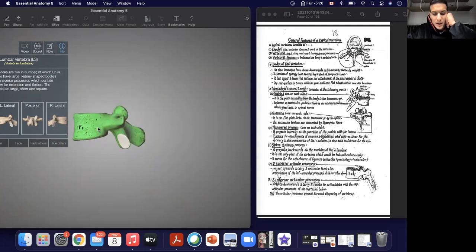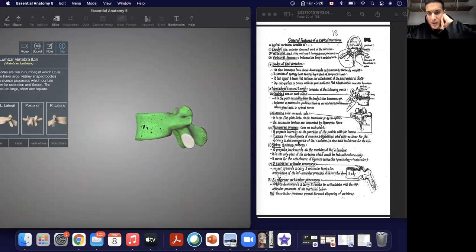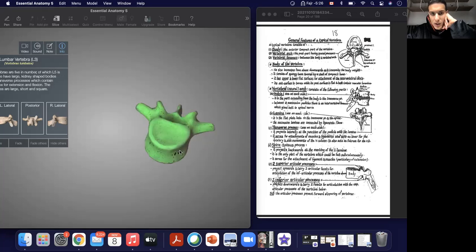Next, we're going to discuss the transverse process, one on each side. It projects laterally at the junction of the pedicle, here. It serves for the attachment of muscles and ligaments, and acts as a lever for rotatory and side movements of the vertebral column. It also acts as a fulcrum for the rib. Of course, remember that the transverse process articulates with the rib near its head, with the articular tubercle of the rib near the neck. So that's the transverse process we discussed.